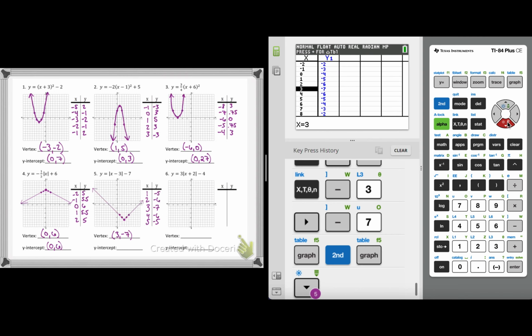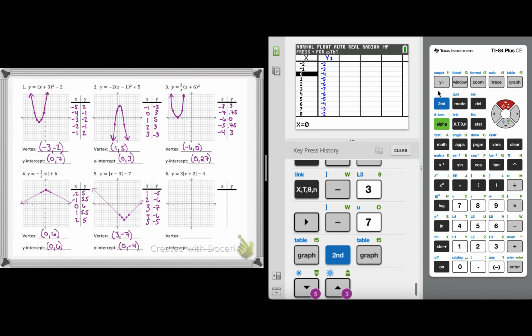Again, if I ask you to find the y-intercept, we can go to 0 on the table. Okay, so we got when 0 is x, negative 4 is y. That means your y-intercept is 0, negative 4. Which again, if you look at your graph here and you extend it out a little bit, that would fall in the pattern as well.